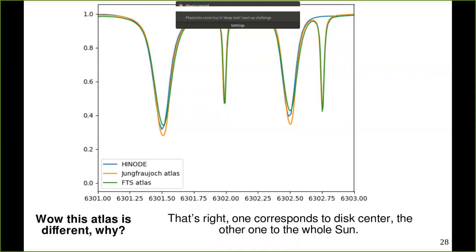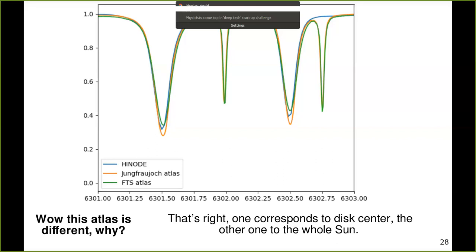Yeah, exactly. So there are two effects. The one is the rotation, right? If you really look at the whole Sun, you're going to see one side of the Sun moving toward you, one moving away because of the rotation. So your lines are going to be a bit broader and correspondingly a little bit more shallow. But there is also another effect, which is what was said exactly now, that the depth of the lines is not the same at the disk center and at the limb, right?